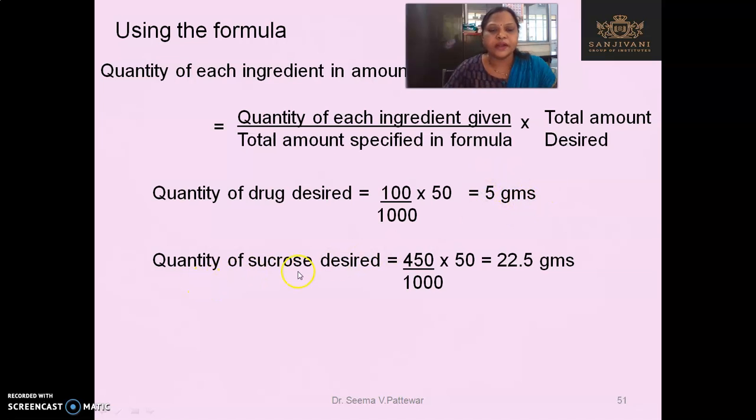Likewise, the quantity of sucrose desired is equal to 450 divided by 1000 ml multiplied by 50 ml. Again, 450 is the individual quantity for sucrose, divided by the total amount, that is 1000 ml, multiplied by the total amount desired, which is 50 ml. So 450 divided by 1000 multiplied by 50 is equal to 22.5 grams. So the total formula is 5 gram of drug, 22.5 gram of sucrose and water up to the required quantity of 50 ml. Okay, so this is one method.